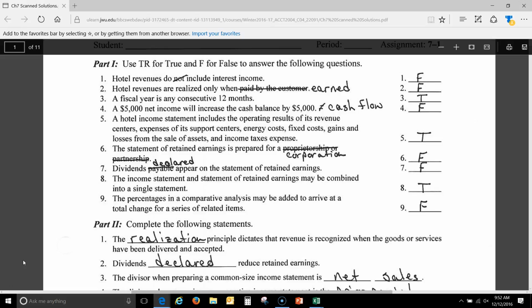All right, number one on part two, the blank principle dictates that revenue is recognized when the goods or services have been delivered and accepted. Realization. Good. All right, number two, dividend blank reduce retained earnings. Layer. Good.